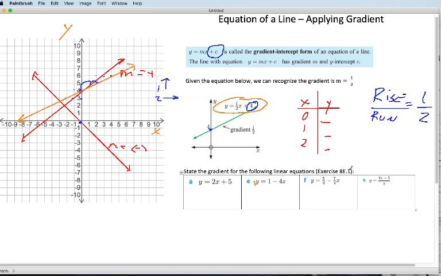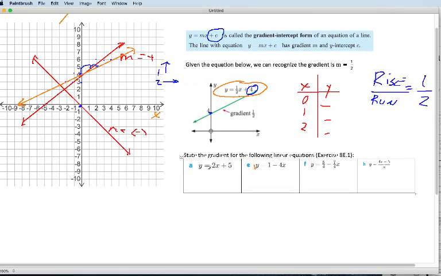So if you look at these equations that I have here, it says state the gradient for the following linear equations. Okay, so now my gradient is the value in front of the x, so my gradient is 2. So my m is 2. In this one here, my value in front of the x is -4. So m is equal to -4. In this example, my gradient in front of the x is -7/4.